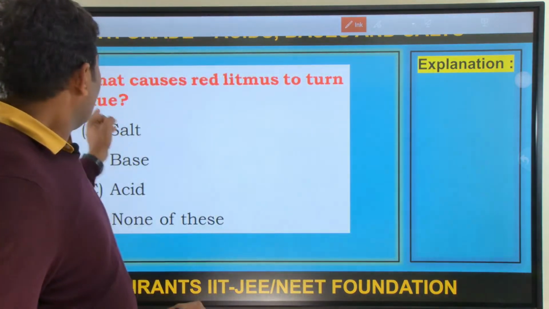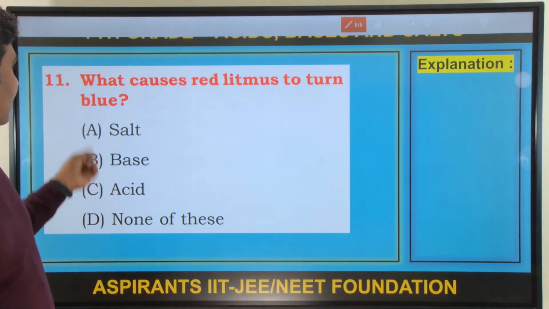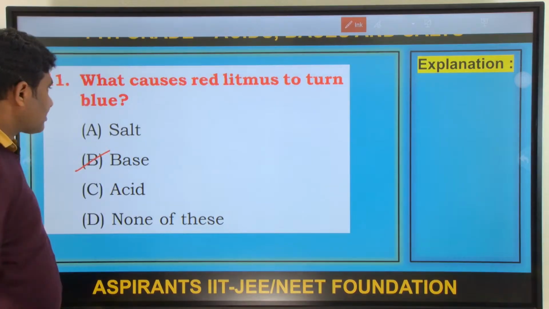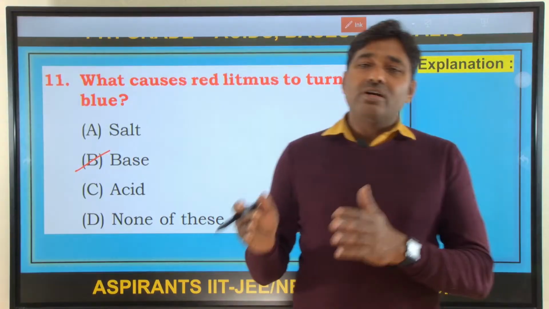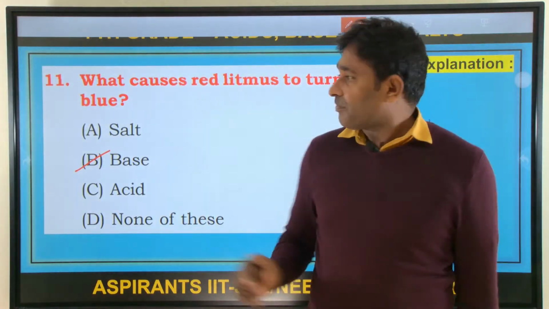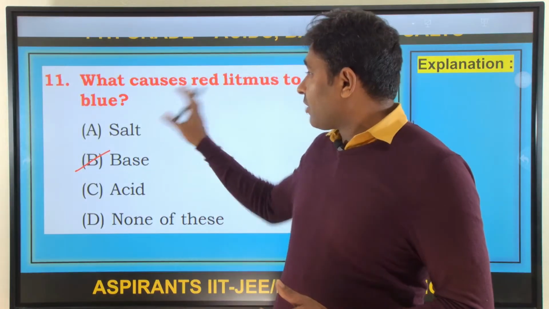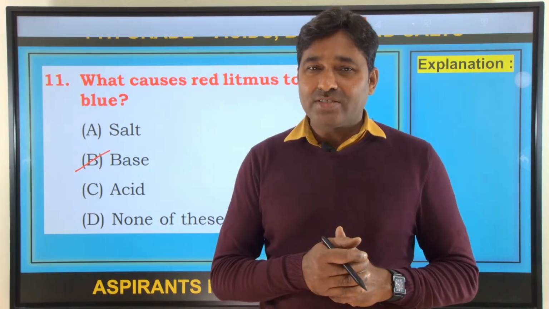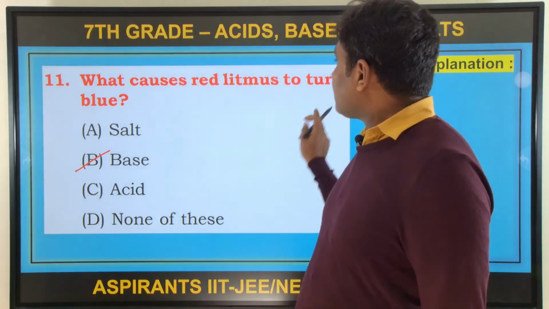Okay, see here, what causes red litmus to turn blue? Just now we discussed base. In the base, red litmus paper turns into blue. In acid, blue litmus paper turns into red. Other indicators also we have to find the acidic and basic components. We'll discuss that in the next questions.